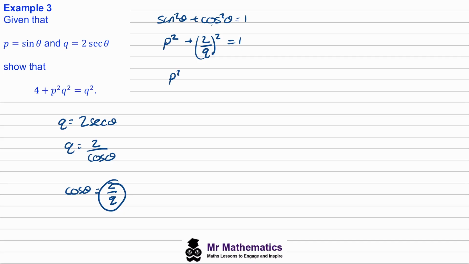So now we have P squared plus 2 squared over Q squared will equal 1. So P squared plus 4 over Q squared will equal 1. And then if we multiply everything by the Q squared, we'll get P squared Q squared plus 4. The Q squared will cancel here, will equal Q squared. And this is what we were asked to show here. Okay? Let's try one more question.